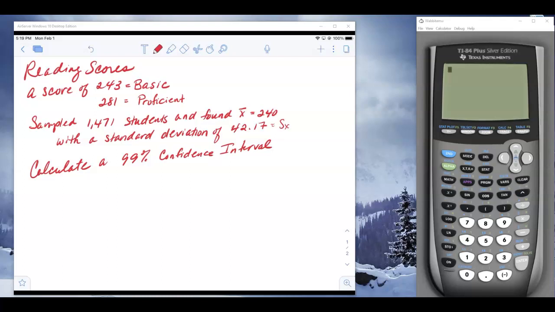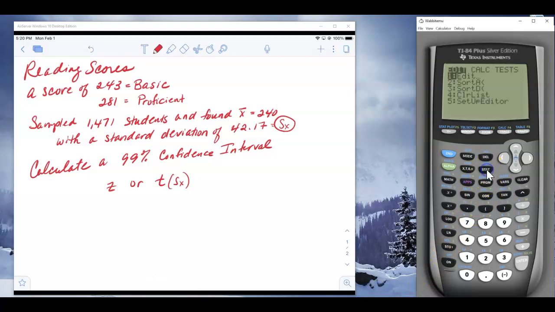So the first thing we're going to figure out is, is this a Z or a T? And because it is sample standard deviation, we are using a T. So the next thing we're going to do is go to our calculator. And a reminder, your calculator does not replace all of the write-up that you have to do on a regular problem. It's just a way to double check your math at the end or know at the beginning what your numbers should be.